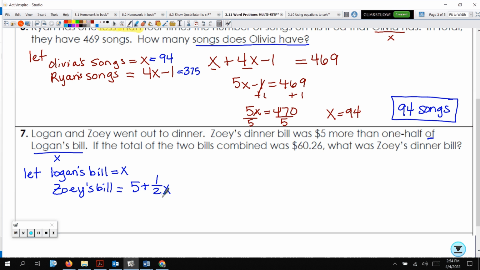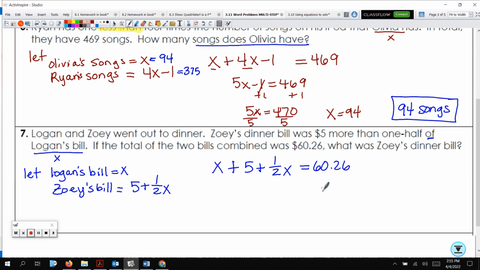Okay, if the total of the 2 bills combined, right, that means we're going to add them together, was $60.26, what was Zoe's dinner bill? All right, so we're going to set it equal to $60.26, and we're going to take the 2 bills and add them together. We got Logan's bill plus Zoe's bill. All of that equals $60.26. Now we combine like terms. This is kind of weird because we have 1x plus 1/2 x. That gives us 1 and 1/2 x.